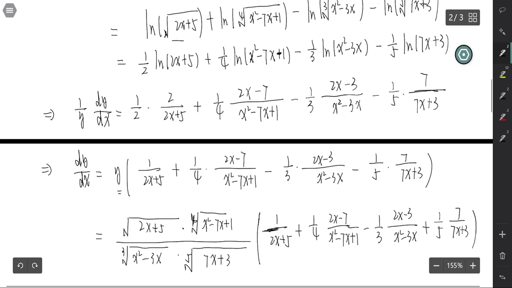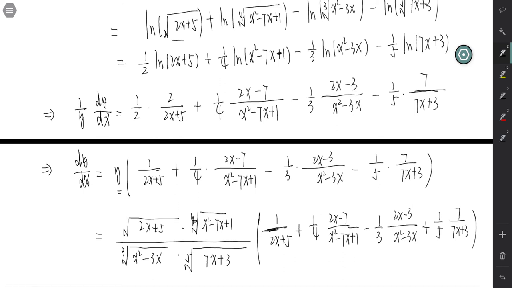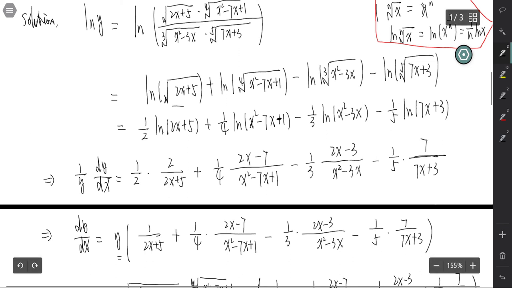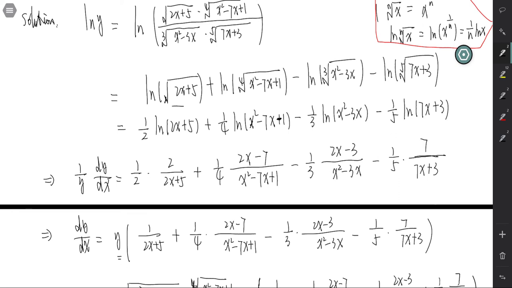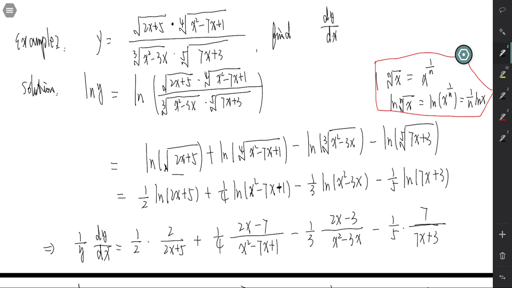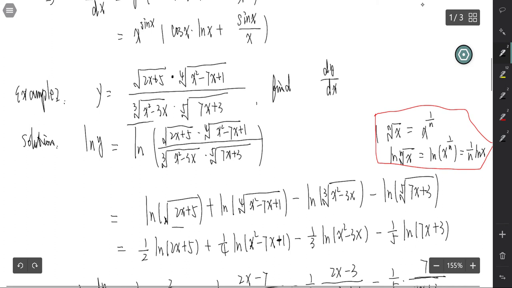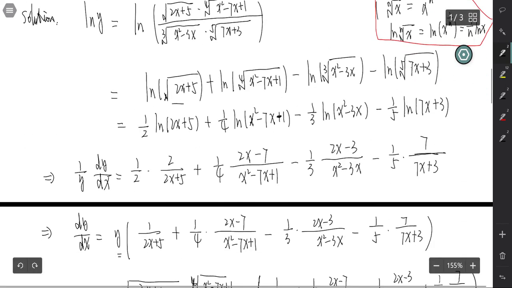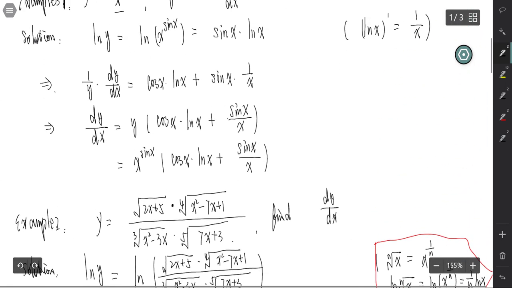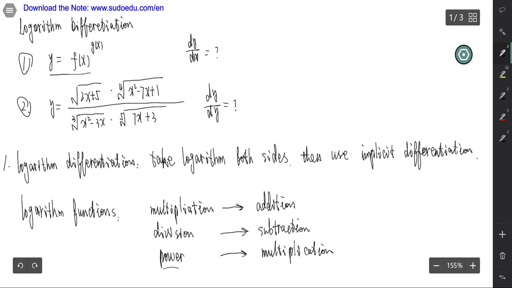It has many terms, but we can find the derivative this way. Also, there are four terms on the right hand side, but all the terms are connected by addition or subtraction, so we can find the derivatives separately. It's much easier than finding the derivative directly, because if we wanted to find the derivative directly, there would be many product rules, quotient rules, and power rules. It's too complicated. That's logarithm differentiation, most used for these two types of functions.